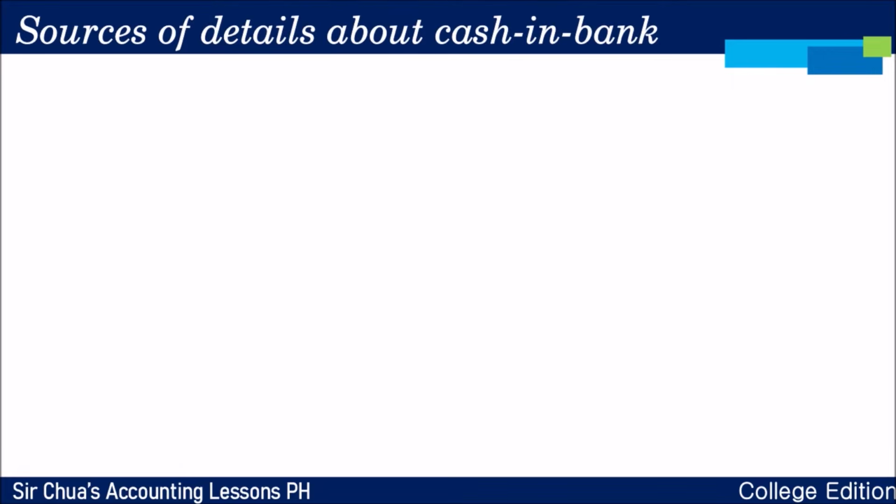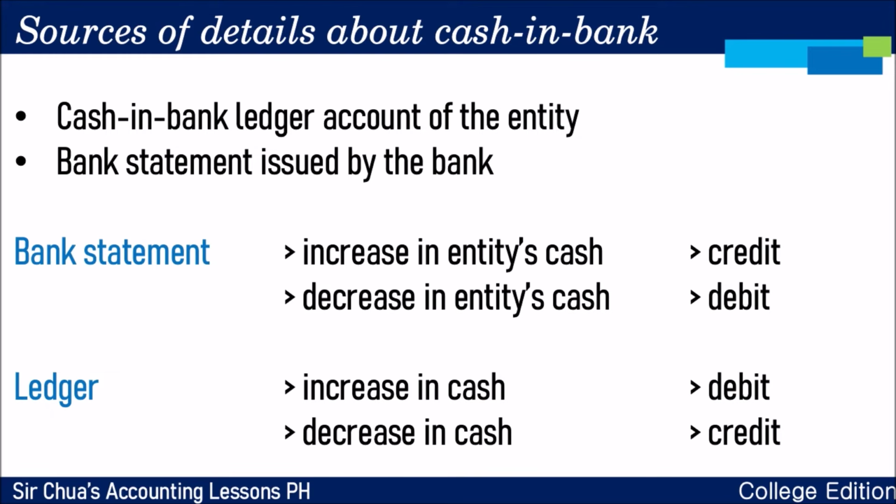Okay, so, where can we get the sources of details about the entity's cash and bank? The first one is the cash and bank ledger account of the entity. So, although the company maintains their cash in a bank, syempre, meron din tayong ledger T account para doon. Diba? And then, the second one is the bank statement issued by the bank. So, syempre, yung mismong bangko na kung saan natin tinatago yung ating pera, binibigyan nila tayo ng details nung pera nung company dun sa bangko through a bank statement.